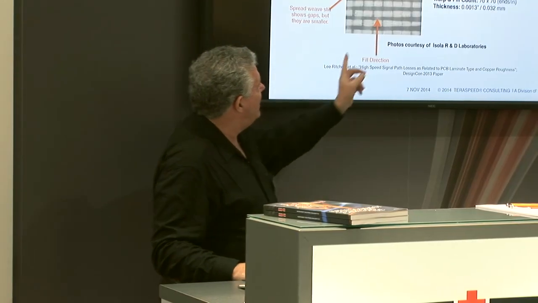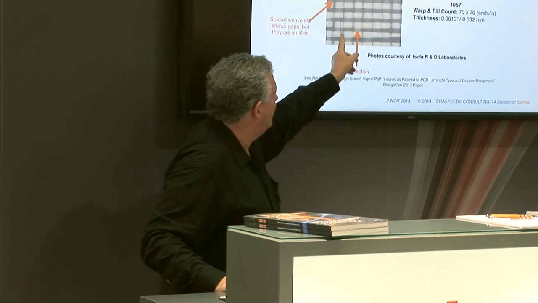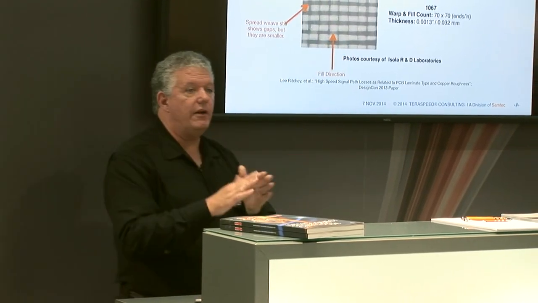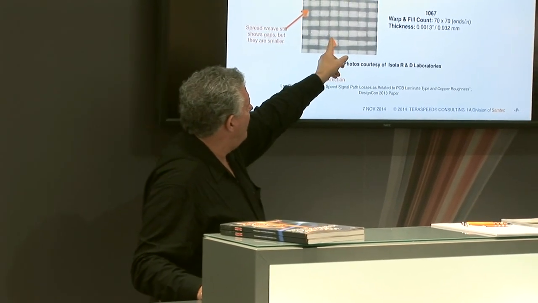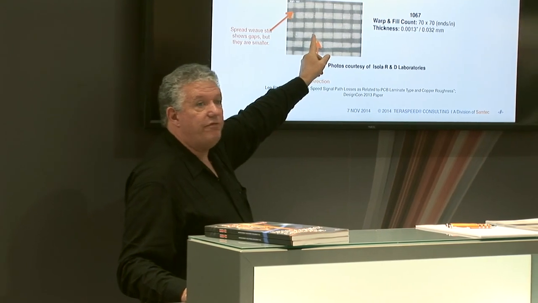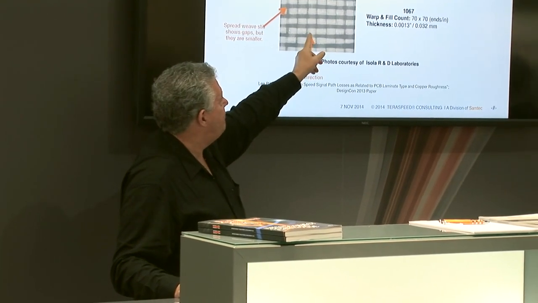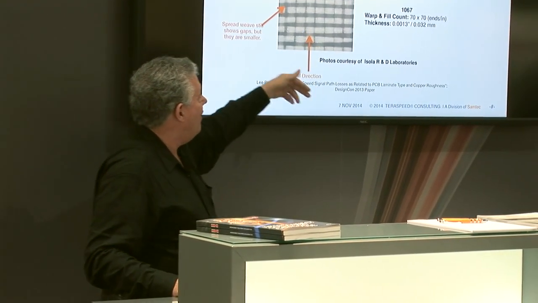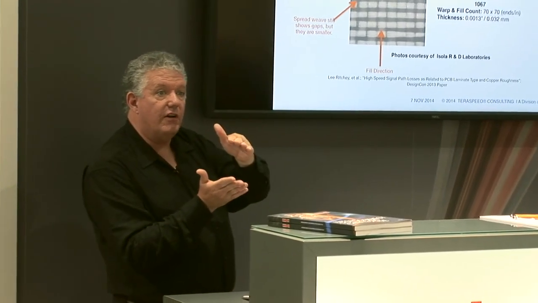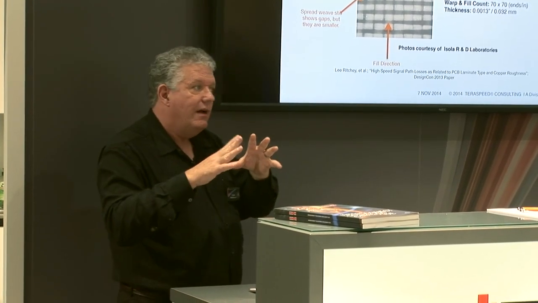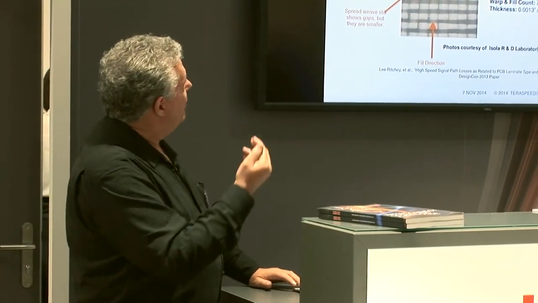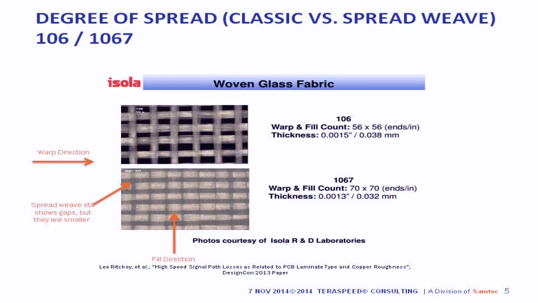And what you can see is in this direction, the fibers are relatively flat and have flattened out, and the gap between the fiberglass and between one fiber and another has become very small. But in the other direction, it's still fairly wide. Even though it was spread out, it has somehow become unspread, and we'll talk about that. So 1067 is the modern fiberglass weave that's used to replace 106 and gives us much more consistent dielectric properties.